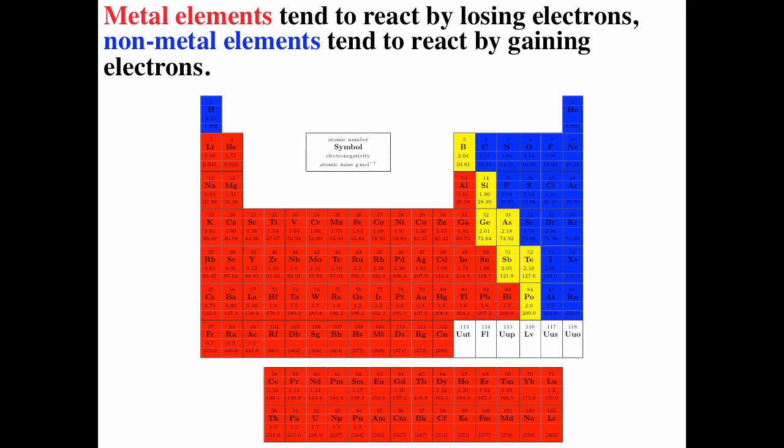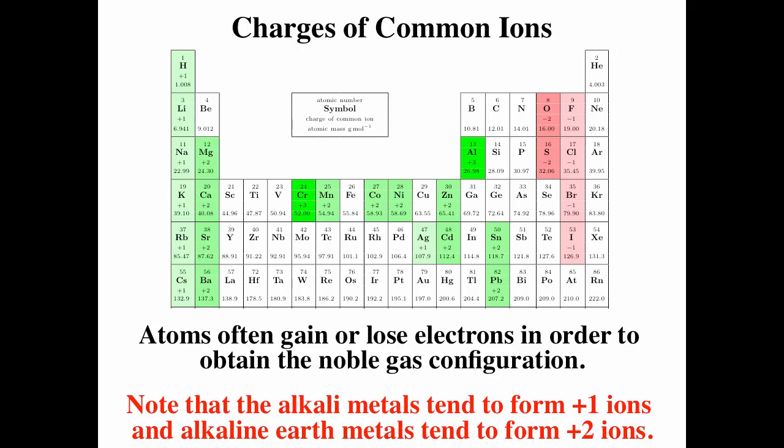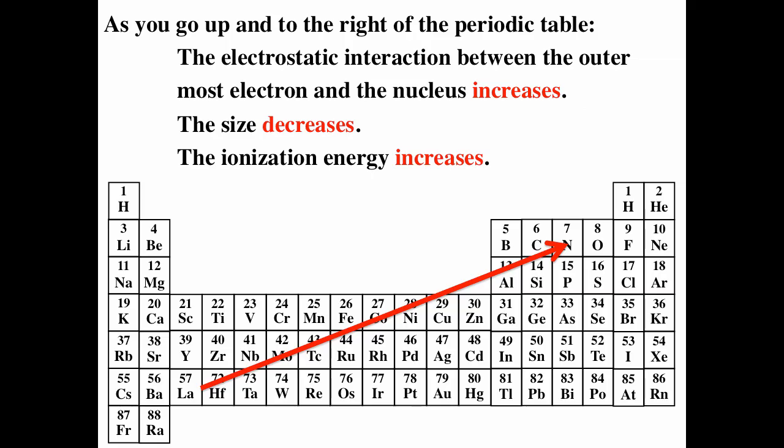This is also consistent with metal elements versus non-metal elements. And so the elements in red are the metal elements. Their ionization energy is not as large, and so they tend to form positive ions. And here's the charge of the common ions. And so again, for that first row, they tend to form +1 ions, losing 1 electron. For the second row, they tend to form +2 ions. And so we've talked about the strength of electrostatic interaction between outer electrons and nucleus, the size, and ionization energy.